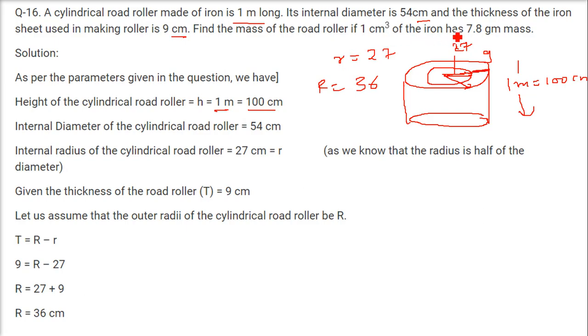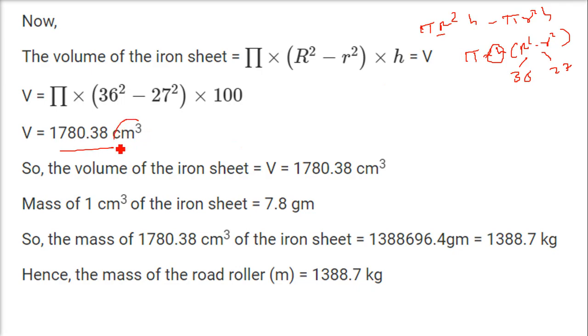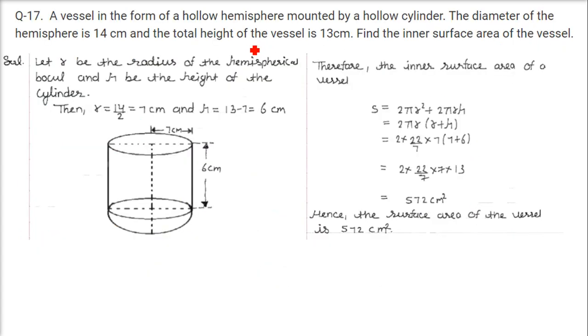Now for 1 centimeter cube, the mass is 7.8 gram. So for this much centimeter cube, you just have to multiply these two, and now this comes in gram. You divide it by 1000, so it will be in kg. So it will be 1388.7 kg, the mass of the rod roller.